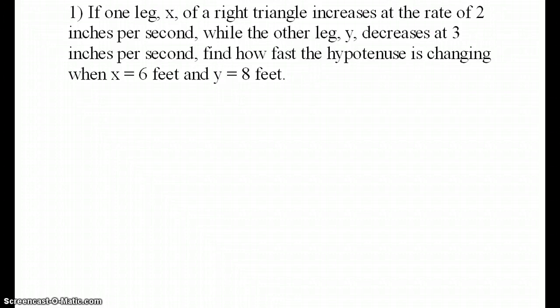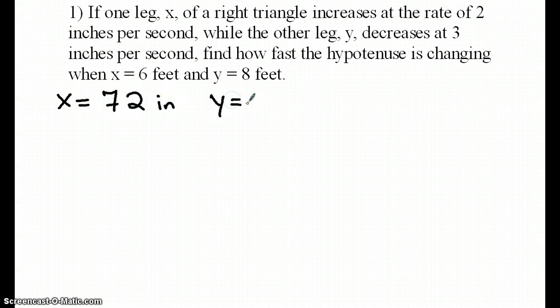Okay, so the first thing we need to notice is that the legs of the triangle are decreasing and increasing. They have a rate, and it's in inches per second, where we're given the side lengths in feet. So we're going to have to convert our legs into inches. So we know first that x is 72 inches, while y is 84 inches.